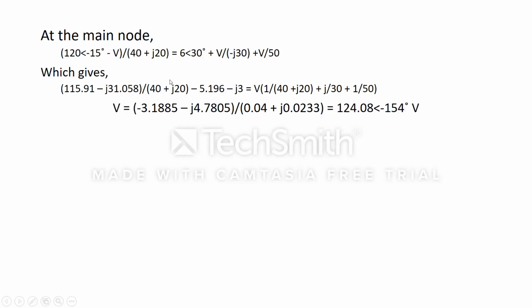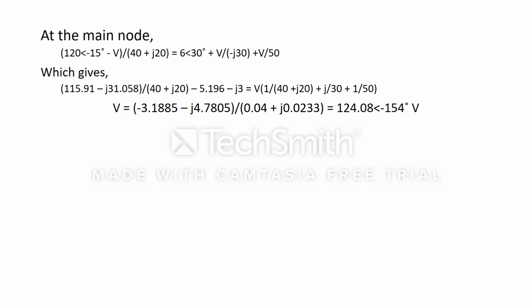this secondary equation, which on solving gives us V equals minus 3.1885 minus j 4.7805 divided by 0.04 plus j into 0.0233. Which on simplification gives us 124.08 and a phase angle of minus 154 degrees, and guys, don't forget the unit, it's volts.